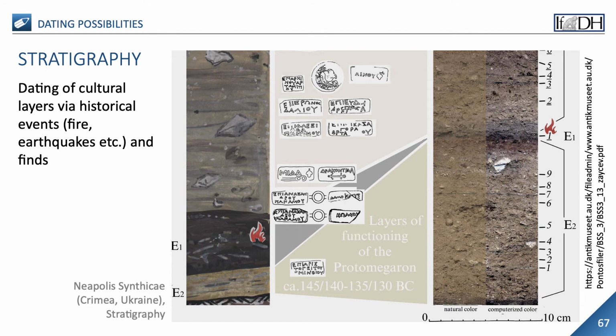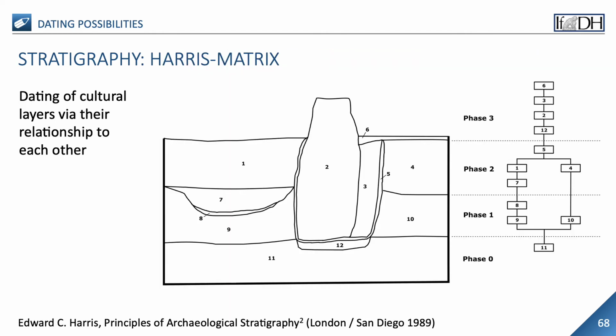The layers above must be younger and those below older. Stratigraphy, or recording the sequence of layers, is thus a method of being able to date cultural layers via historical events such as fire, earthquakes, and finds. The trick is that you can date the individual cultural layers by their relationship to each other. Edward Harris has formalized and systematized this method in such a way that it can be evaluated by computer.